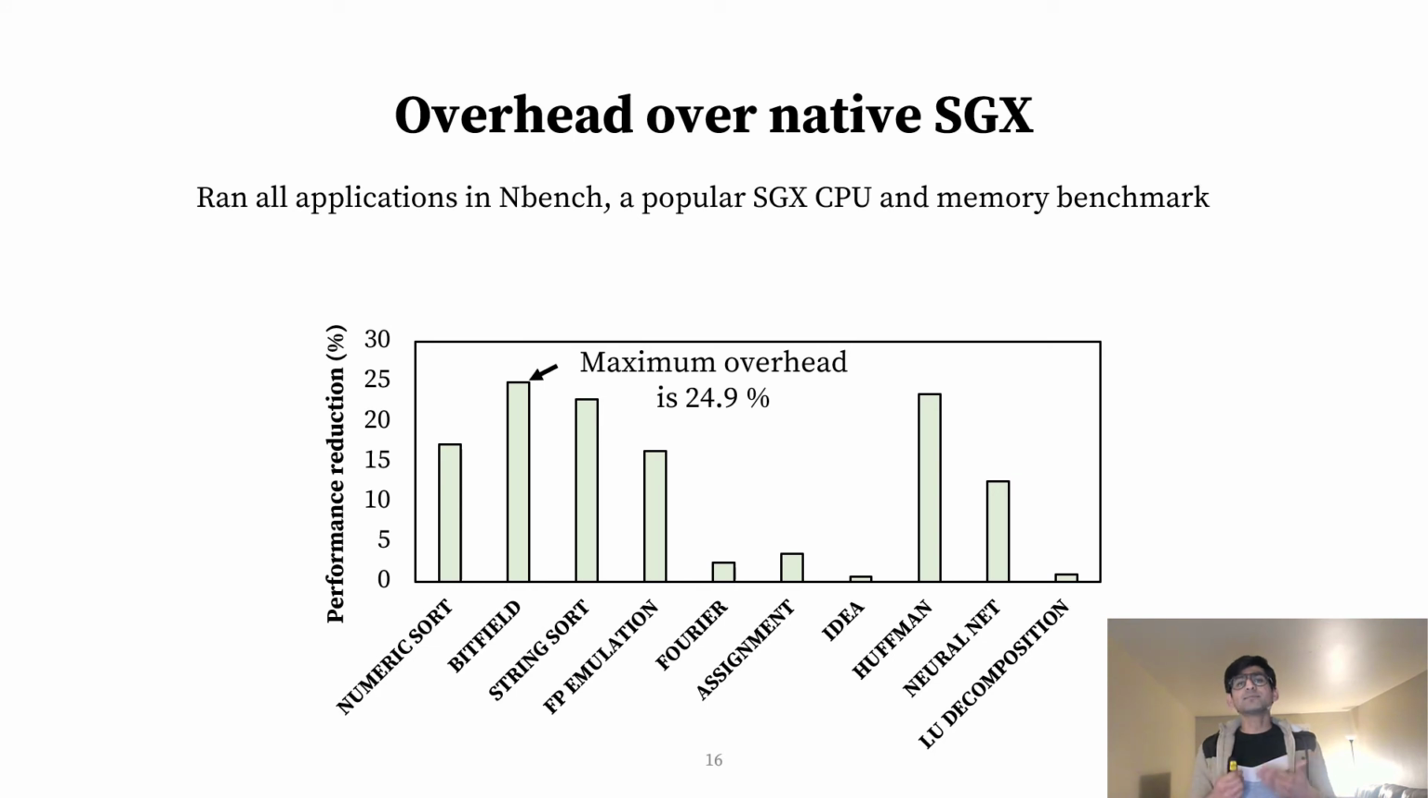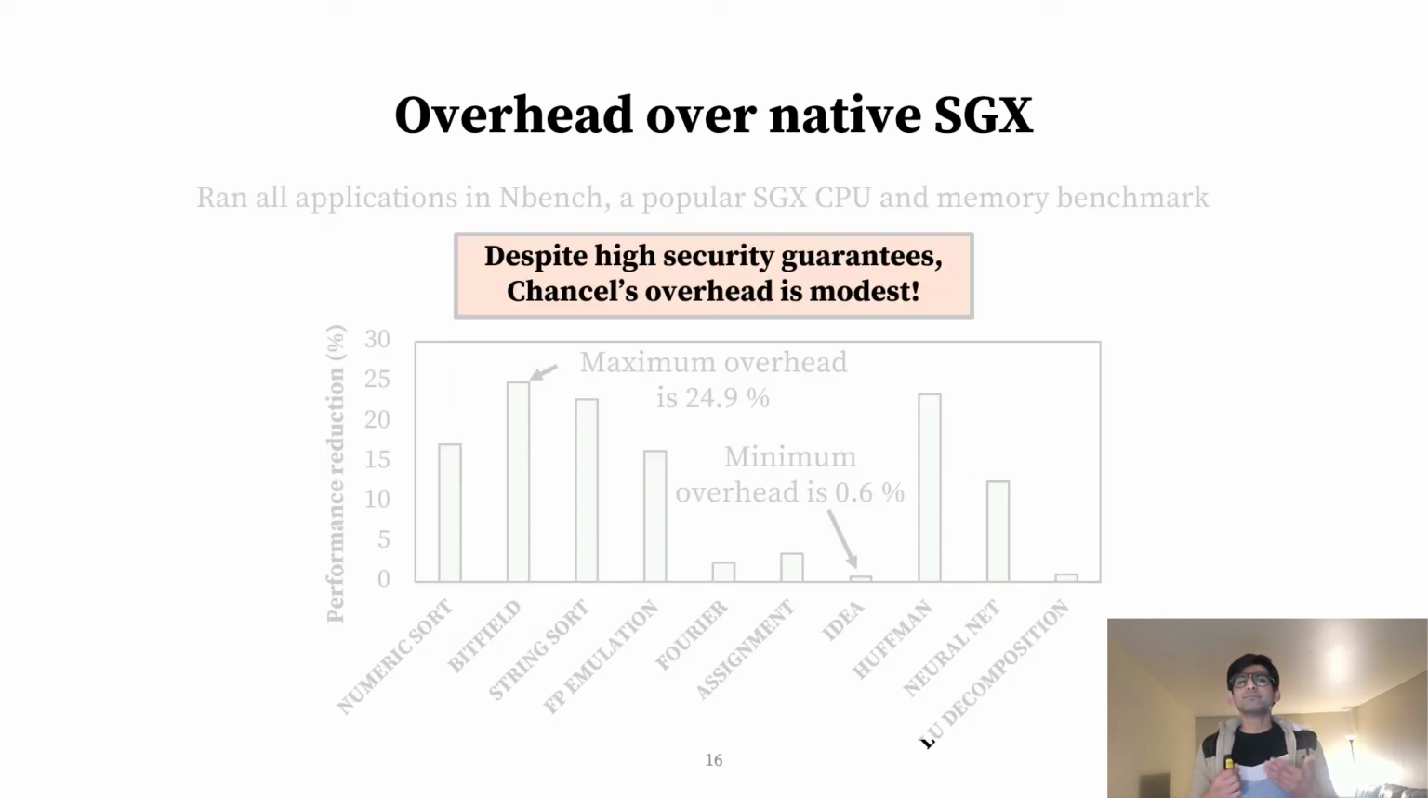We find out that the maximum overhead of Chancel is 24.9% and the minimum overhead can be as low as 0.6%. The disparity in overhead is because some applications are more memory intensive, and more memory intensive applications tend to execute more Chancel compiler checks, because Chancel's compiler checks are mostly for memory access. Nevertheless, the bottom line is that despite the high security guarantees that Chancel provides, its overhead remains modest across a range of real-world programs and benchmarking applications. Please refer to the paper for more details about this.